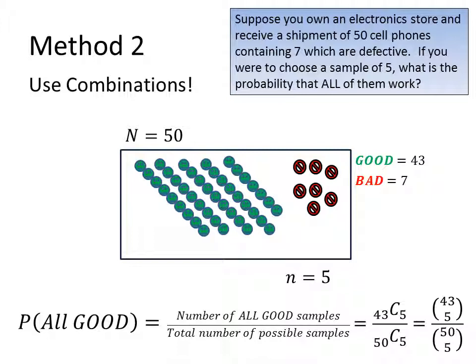So the way we do that is we use combinations. If there are 43 good items, then there are 43 choose 5 ways of drawing a sample of all good items. And if we divide that by the total possible number of samples, which is 50 choose 5, that will give us the probability of getting a sample that's all good, which was 0.4543, exactly what we saw before.